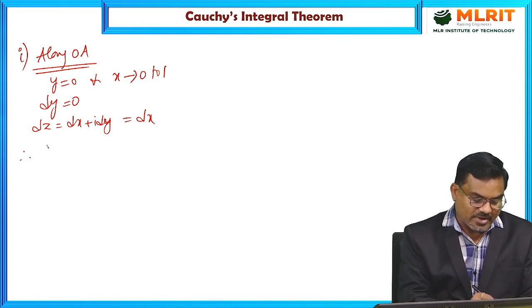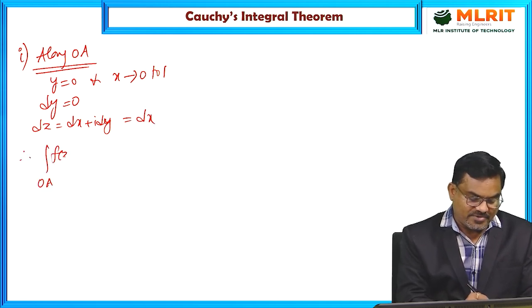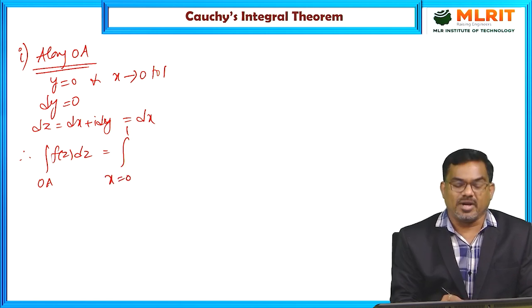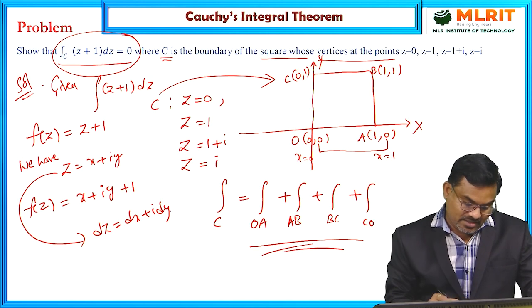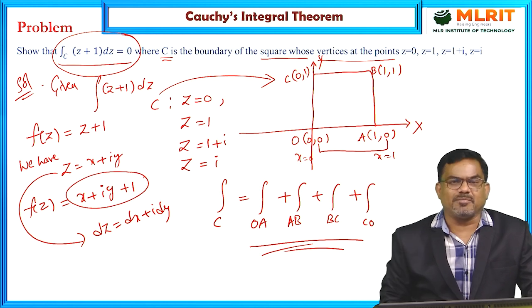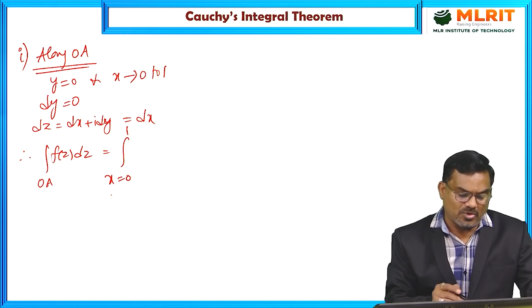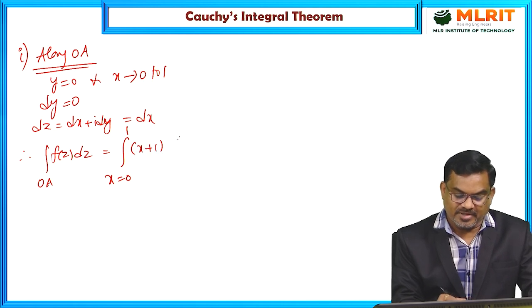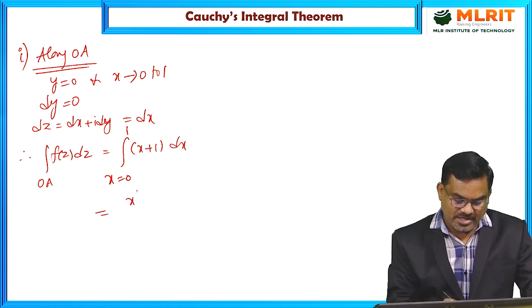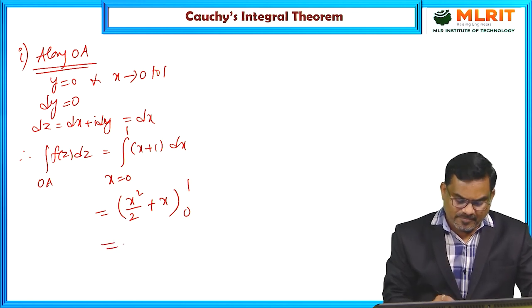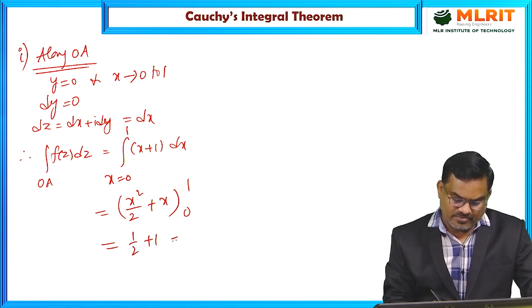So therefore along OA, the integral of f of z dz is, along x from 0 to 1, what is this f of z? f of z is x plus iy plus 1. But along OA, the value of y is 0. So only x plus 1 remains, dx. So which is x squared by 2 plus x from 0 to 1. The integration is very simple. And after applying the limits, 1 by 2 plus 1, which is 3 by 2.